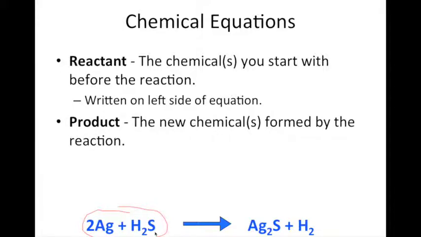The products are the new chemicals or compounds that are going to be formed in the reaction, and those are always going to be written on the right side of the equation. And you can see those over here. We form brand new substances, silver sulfide and hydrogen.